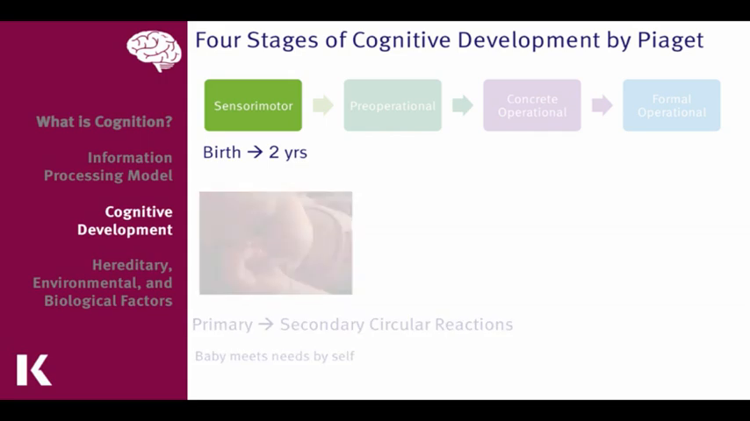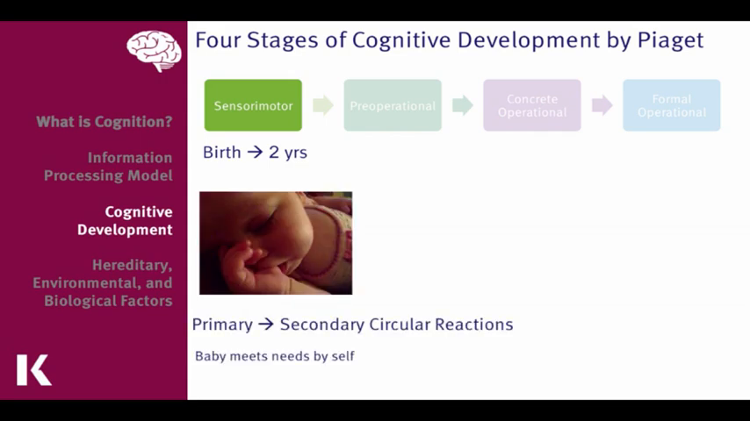There are 2 types of circular repetitive reactions that begin in this stage, primary and secondary. These circular reactions will alter the child's environment. Primary circular reactions tend to involve the baby meeting his or her own needs. These circular reactions are body movements that were initially just a chance occurrence, but they might be soothing to the child and thus are repeated.